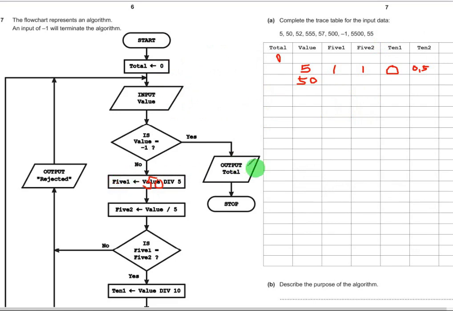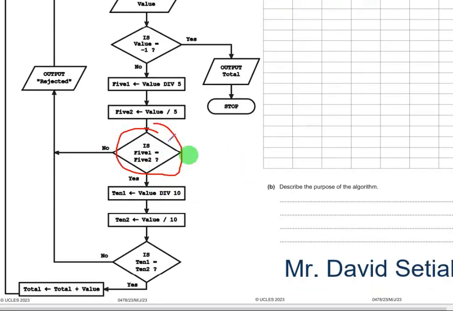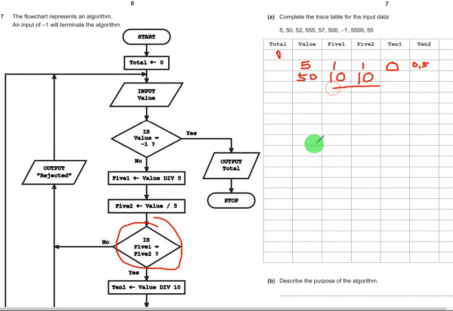First 5-1 is 10. And this is the 5-2. The second 5 is 50 divided by 5, the normal 10. And what is next? You go down over here. Is this one the same? 10 and 10? Oh yeah, it's the same. So it goes to yes.